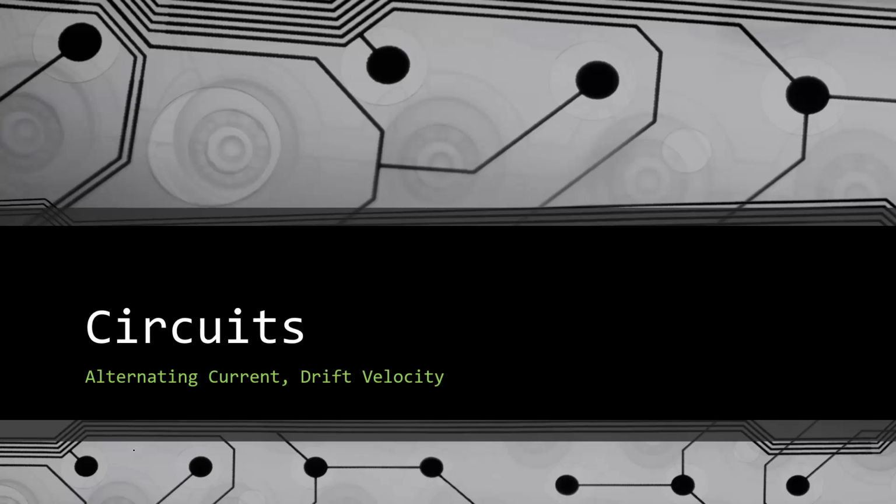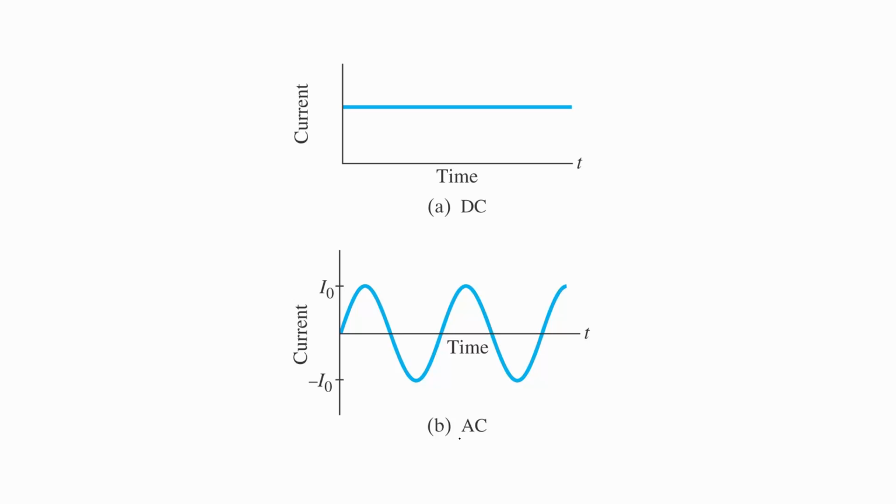We have a couple of not all that related topics for today's video: alternating current and drift velocity. You've probably heard of alternating current, often called AC, as opposed to direct current, which is DC. If we were to plot the current over time with a direct current circuit, you just have a constant current going in one direction. With alternating current, as the name implies, it alternates one direction and then the other.